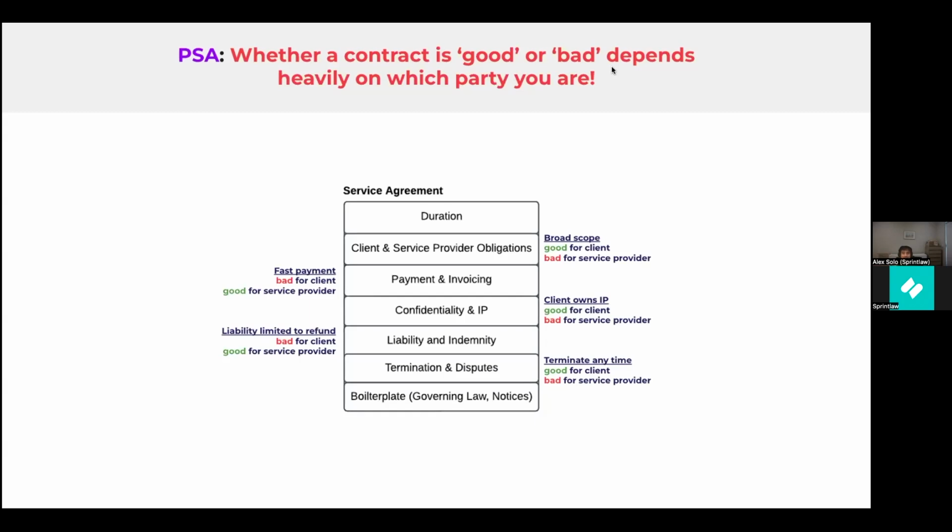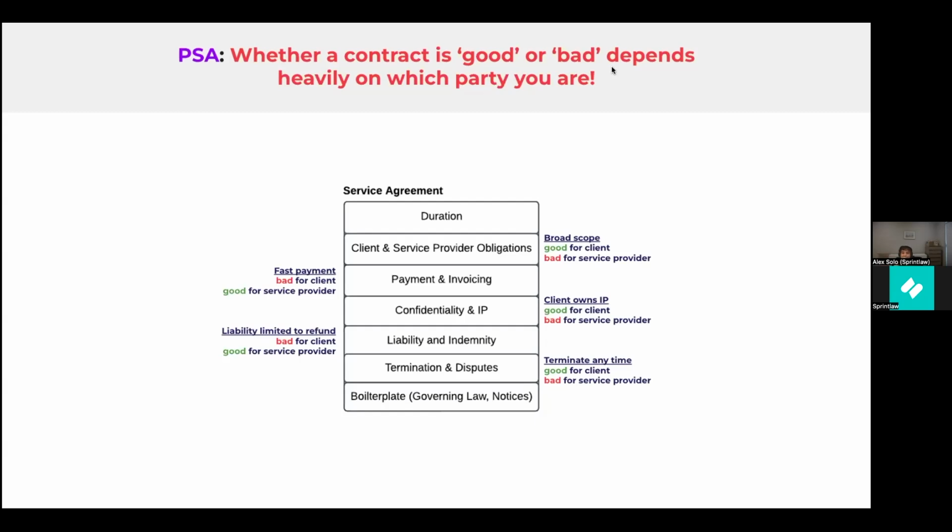If the liability is limited to a refund, so the worst that if the service provider really messes everything up, the worst case scenario for them is that the client can only get a refund of their fees, even if the service provider ruins the client's business. That kind of limitation might be bad for the client, but quite good for the service provider.